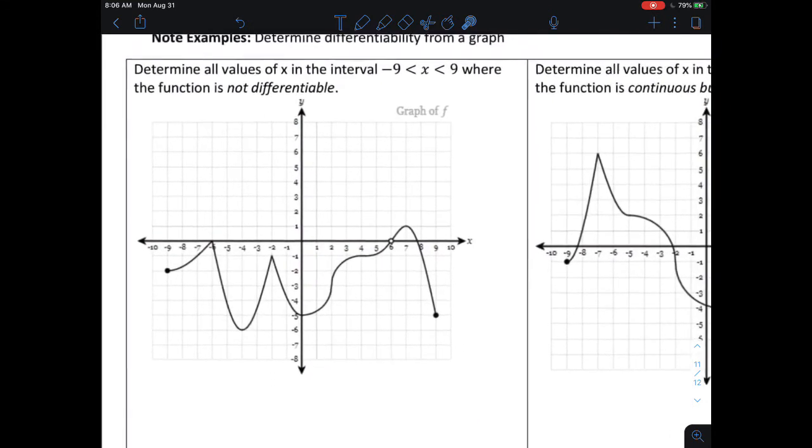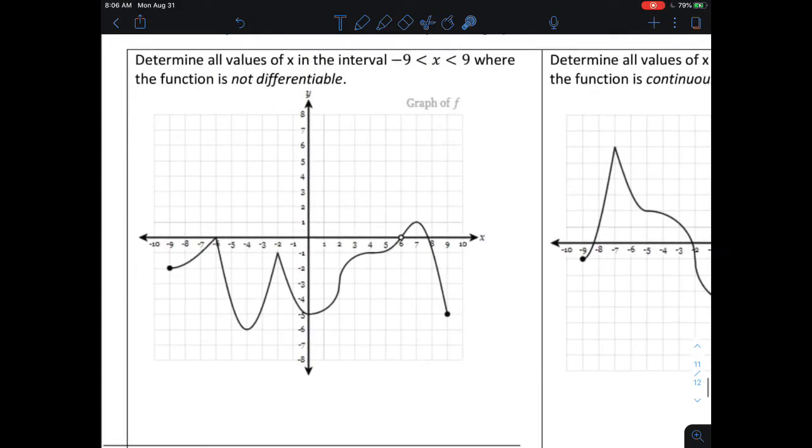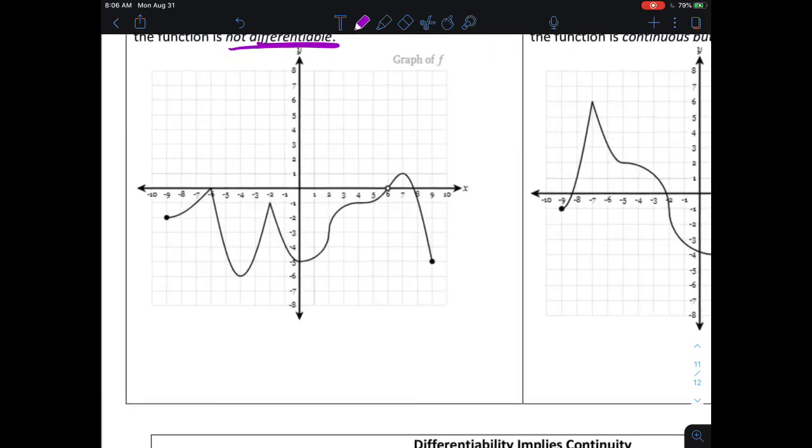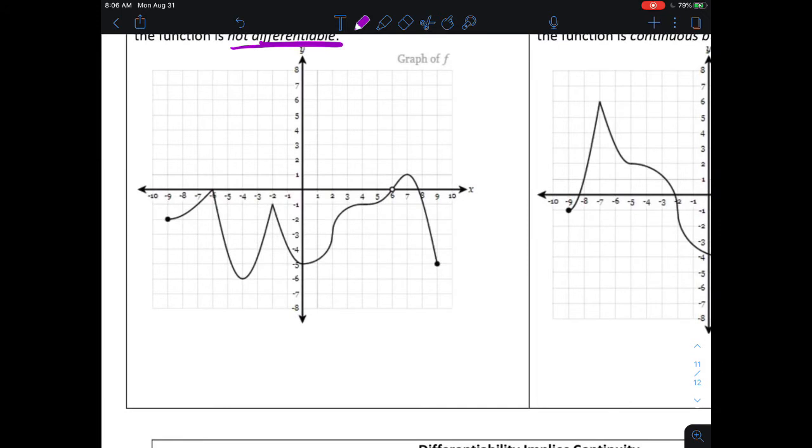So let's look at two examples here. We want to find all values of x where the function is not differentiable in the first one. So where would the function not be differentiable? We're looking for sharp turns, vertical tangents, lack of continuity, and we'll justify why.